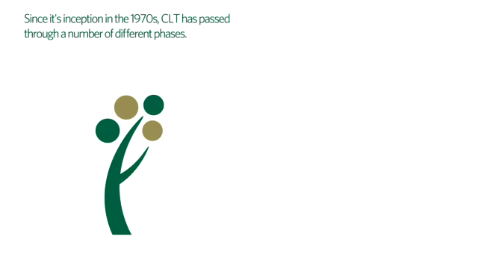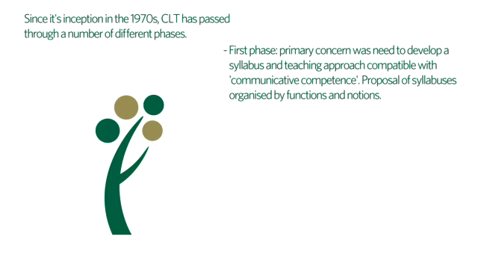Different syllabus types within a communicative orientation to language teaching employ different routes to developing communicative competence. Since its inception in the 1970s, CLT has passed through a number of different phases. In the first phase, a primary concern was the need to develop a syllabus and teaching approach that was compatible with early conceptions of communicative competence. As I said earlier, this led to proposals for the organization of syllabuses in terms of functions and notions, rather than simply in terms of grammatical structures.